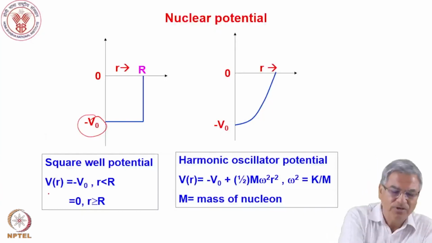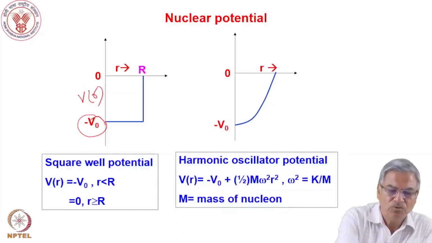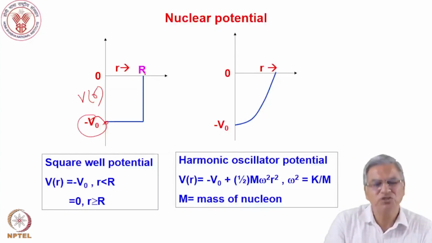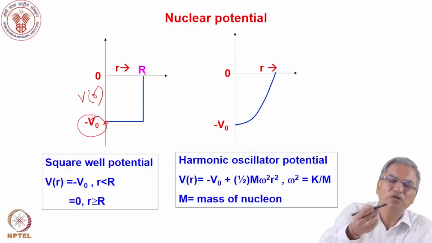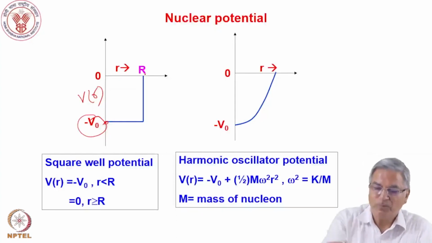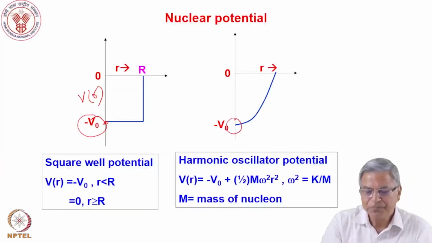So essentially you have V(r) equal to minus V0 for r less than the nuclear radius, and then for r more than that it is 0. So that is the typical attractive square well potential. You can solve the Schrodinger equation assuming a square well potential, or more realistically you can use a harmonic oscillator. In the harmonic oscillator, again you have the attractive minus V0, the depth of the potential, and now it is a parabolic expression in r.